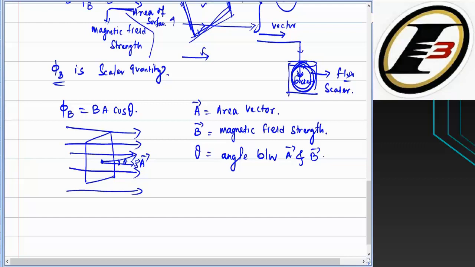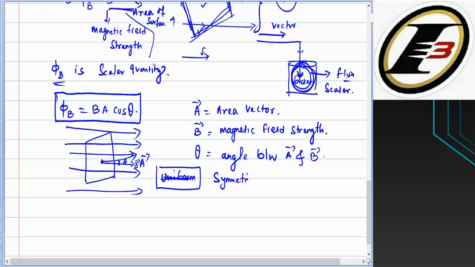How to calculate the magnetic flux? By using a simple equation, phi B is equal to BA cos theta. Now this is for what? This is for uniform or symmetric surface. When the surface is symmetric, we can use this equation.